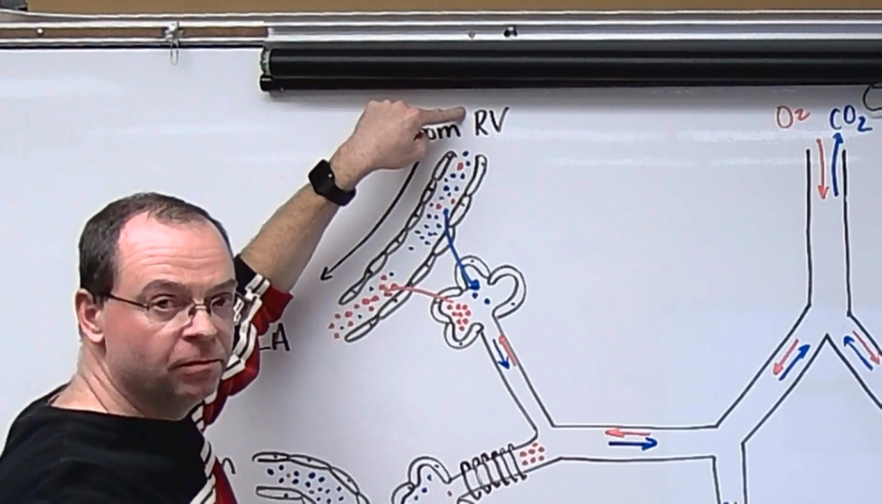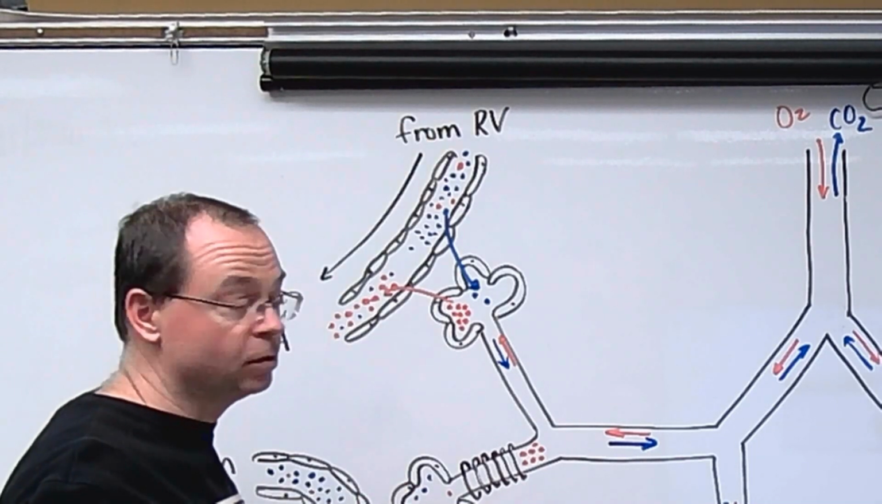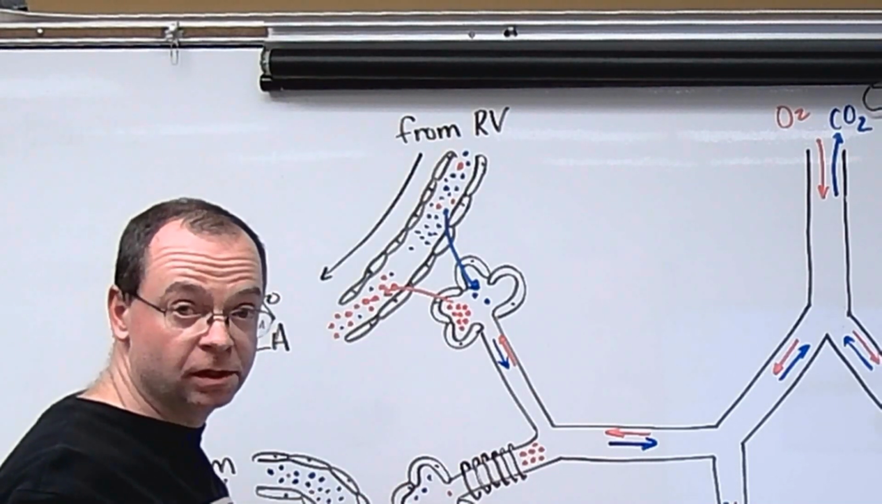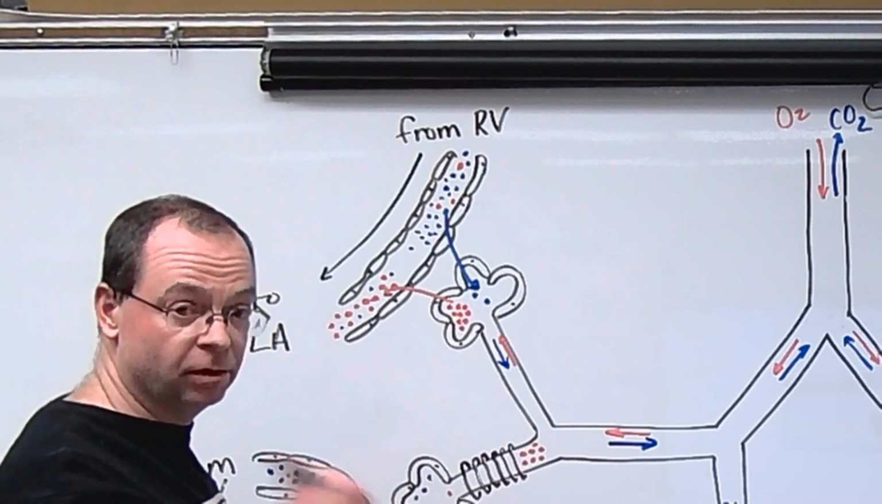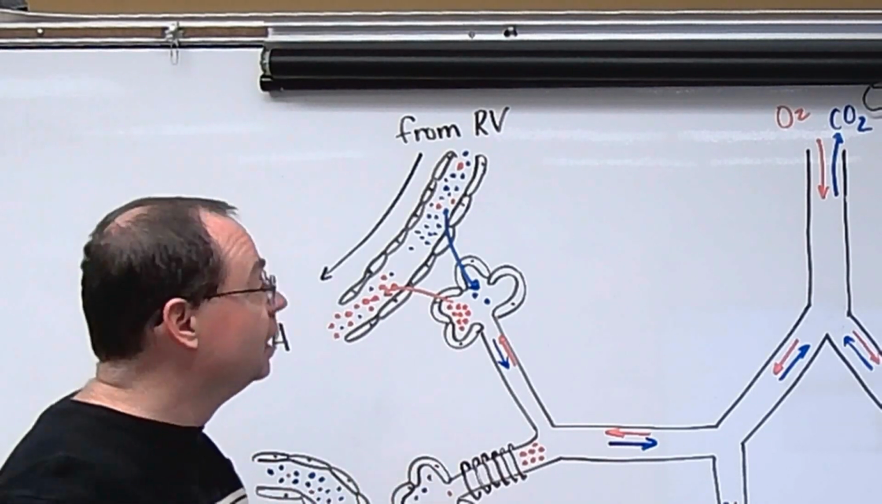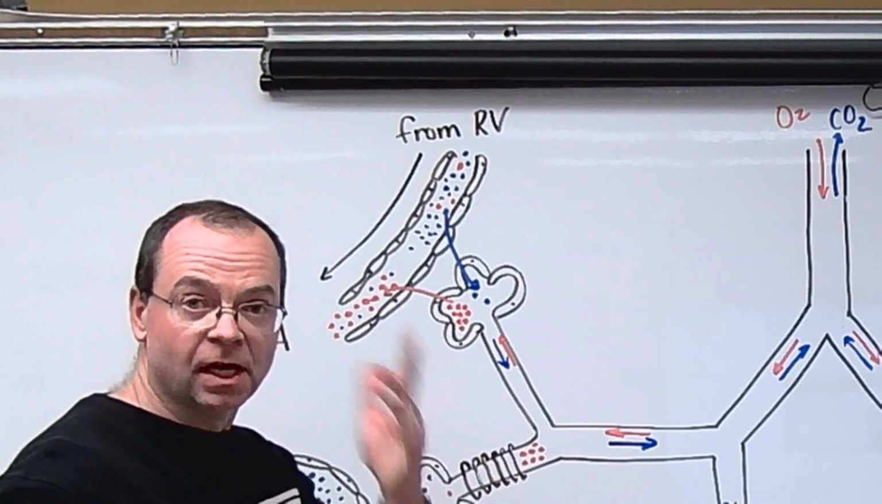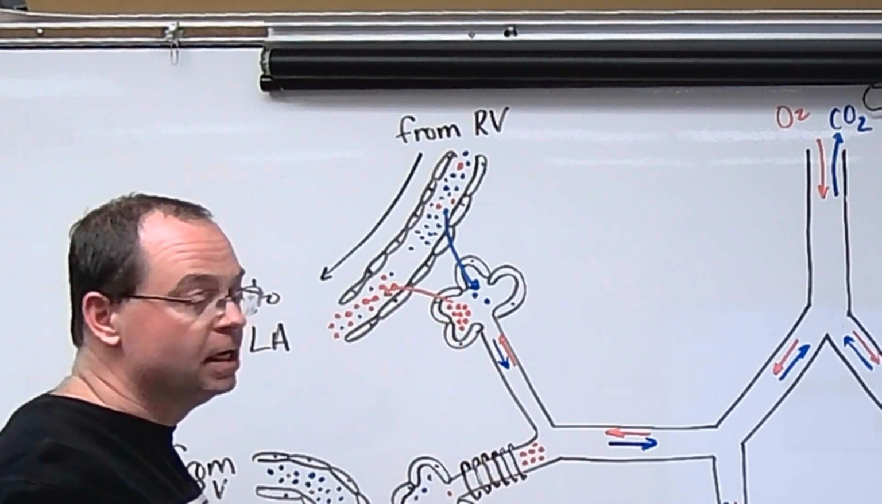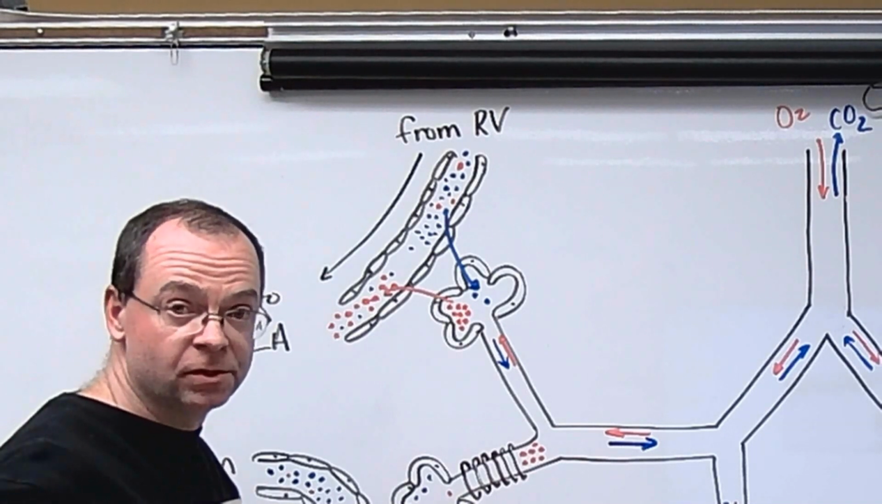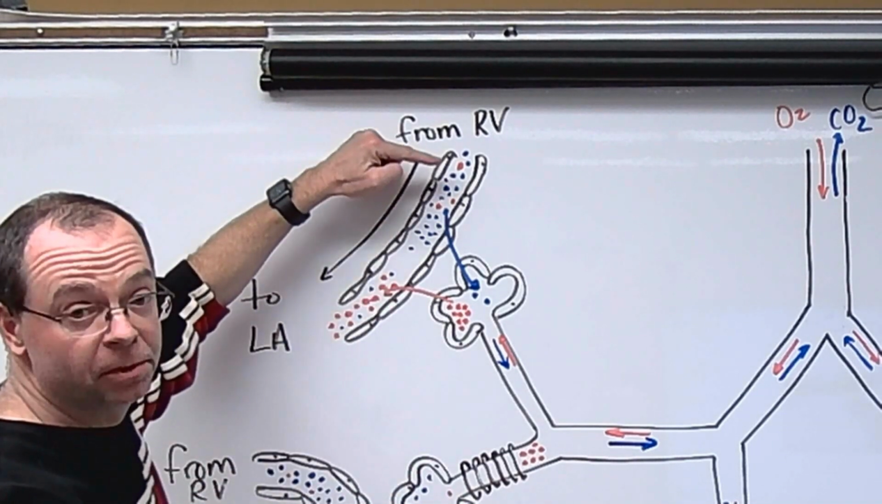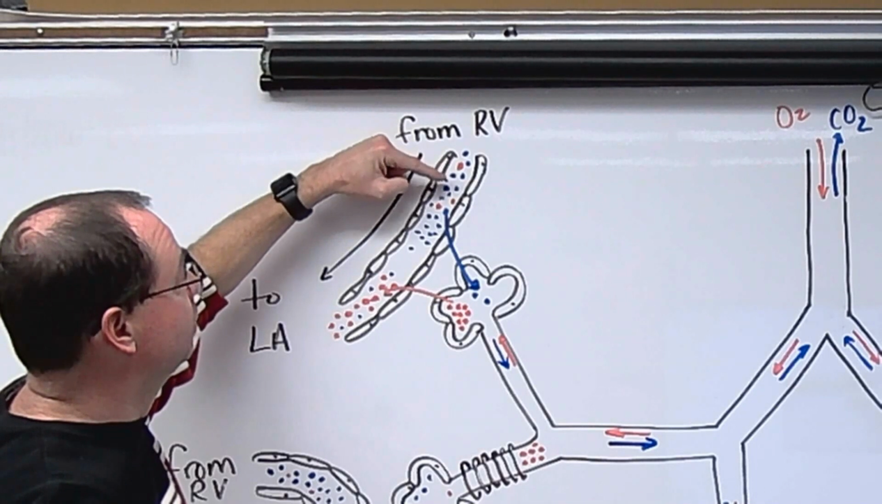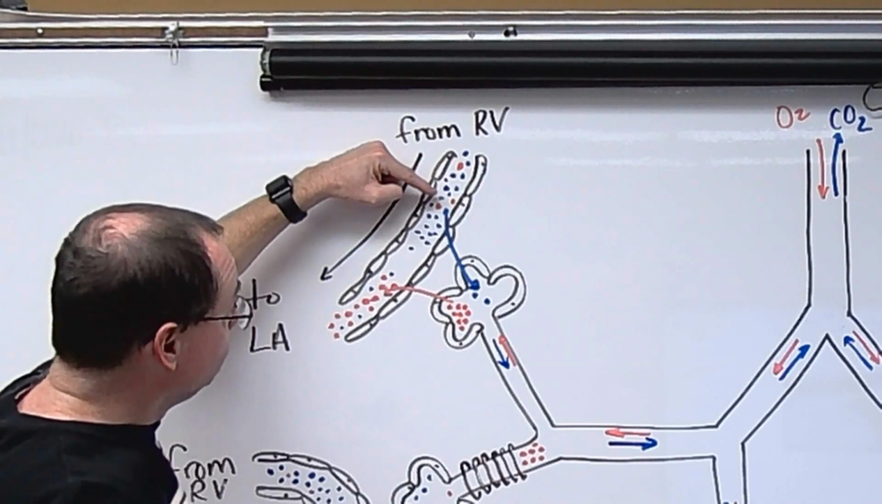Blood coming from the right ventricle, getting pumped out of the right ventricle, is coming through the pulmonary trunk to the right and left pulmonary arteries. This deoxygenated blood, high in carbon dioxide content, is going through pulmonary arterioles and pulmonary capillaries. So here's a pulmonary capillary, very rich in CO2.